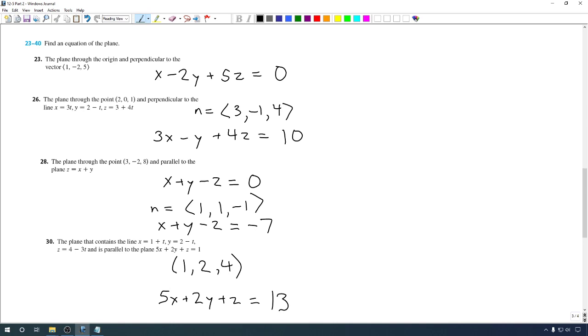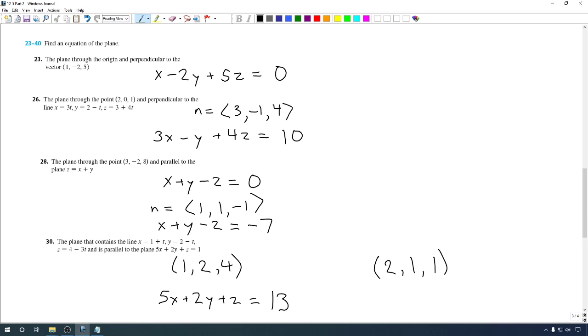And this is a case where we could actually probably test whether this is true. We could pick another point on the line. So maybe we'd pick t equals 1 this time. Then we'd get the point 1 plus 1, which is 2, 2 minus 1, which is 1, and then 4 minus 3, which is another 1. And if we plug 2, 1, 1 in here, we should get 13 as well. So 2 times 5 is 10, plus 2 times 1, so 10 plus 2 is 12, and then plus another 1 gives us the 13 that we're looking for.